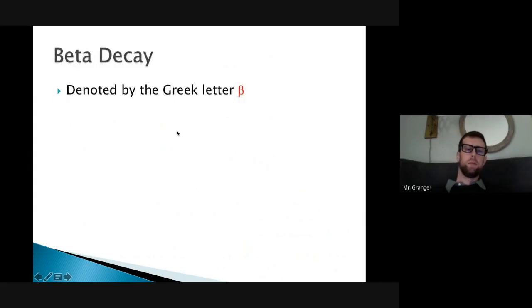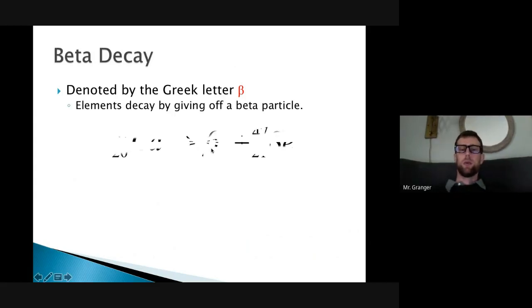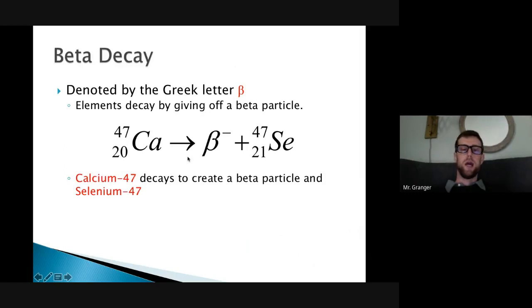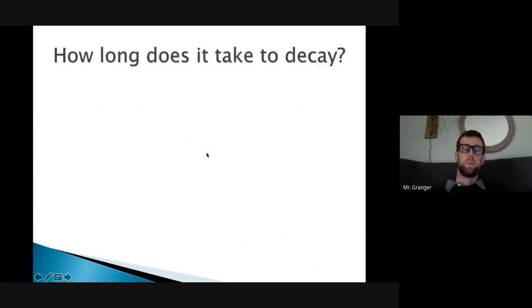The beta decay is denoted by the Greek letter beta. The elements are giving off what's called a beta particle during beta decay. So you can see that the beta particle has a negative, and calcium, in this case, calcium 47, undergoes beta decay to create scandium. Notice the mass is still the same, 47 and 47, but the atomic number changes from 20 to 21. So the atomic number is actually increasing because the atomic number of the beta particle is -1.